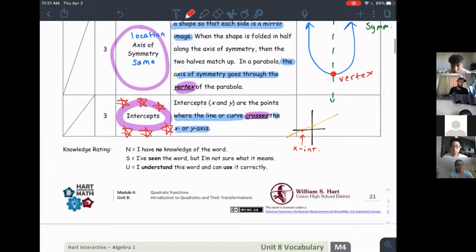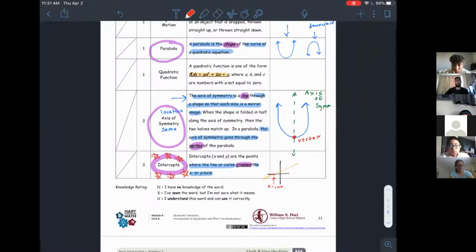Does anyone need any of these words anymore on the screen? The purple highlighted areas, shape, line, crosses, and vertex, those are basically the words that y'all are filling in if you're taking notes right now, by the way.